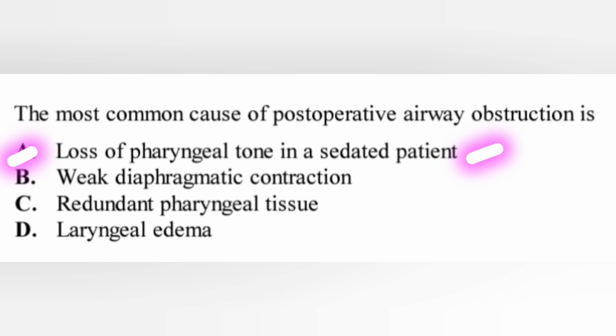Airway obstruction is a common and potentially devastating complication in the postoperative period. The most frequent cause of postoperative airway obstruction is the loss of pharyngeal muscle tone due to the residual depressant effect of inhaled and intravenous anesthetics and the persistent effect of neuromuscular blocking drugs.